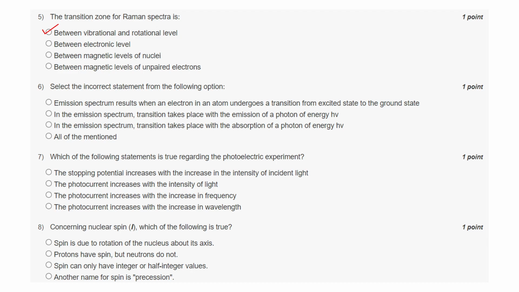Actually, as you can see, the first two statements are correct and the third one is incorrect. So we need to select this. So this is the incorrect statement among all these three.